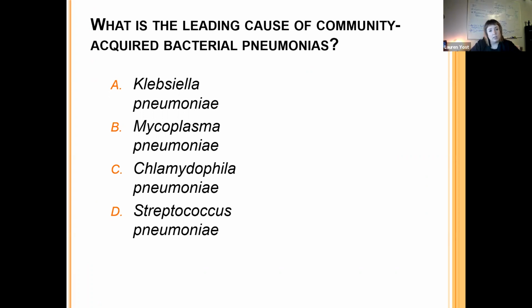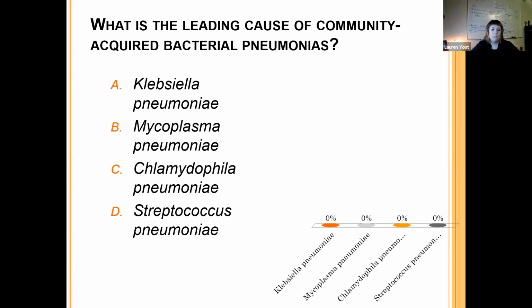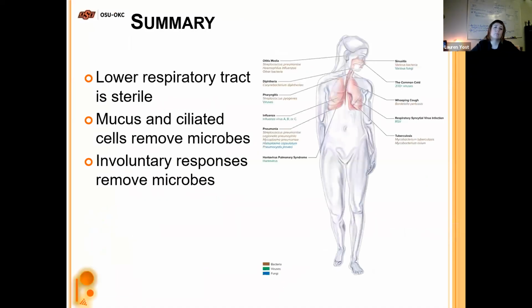The leading cause of community-acquired bacterial pneumonias was Streptococcus pneumoniae. That was about 40% of the cases. So that was that for the respiratory system. We talked about how the lower respiratory tract should be mostly sterile, right? The alveoli should be sterile. And if there are bacteria down there, they should not be down there long. Mucus and the ciliated cells will remove the microbes, especially through coughing, helping move all of that along.